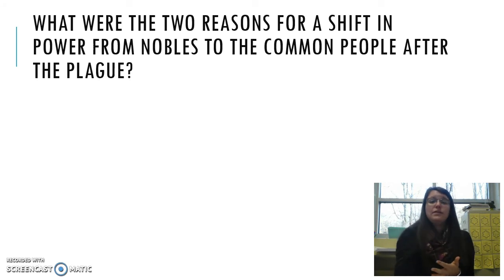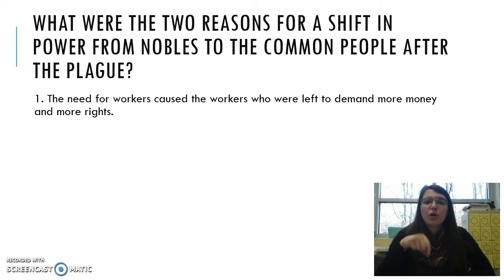So here are your 2 reasons for a shift from power of nobles to the common people. First, the need for workers. The workers who were still there, who could still build things, the ones who could still farm, they're all that's left. If you don't have a lot of people, you can start demanding more money. Oh yeah, I'll do that job for you, but there's not anybody else who's going to do it, so why don't you give me some more money? Or, you can't treat me that way, because if you do, I'm not going to work for you, so you need to treat me better. So this need for workers caused the workers who are left to demand more things.